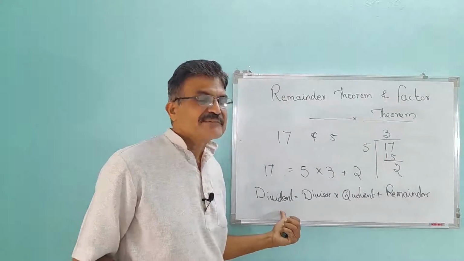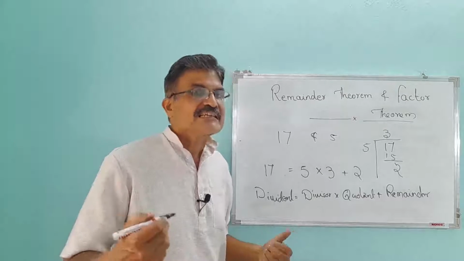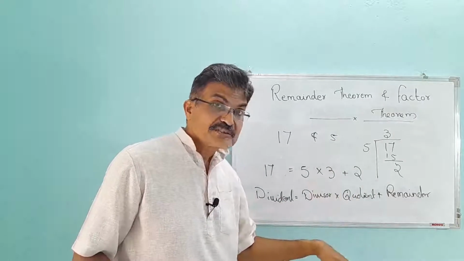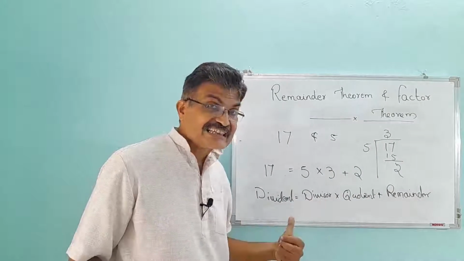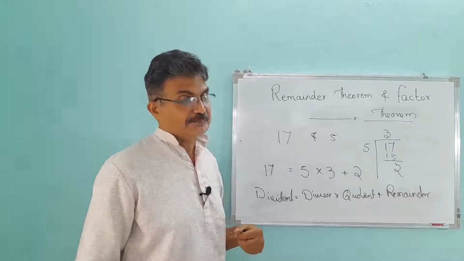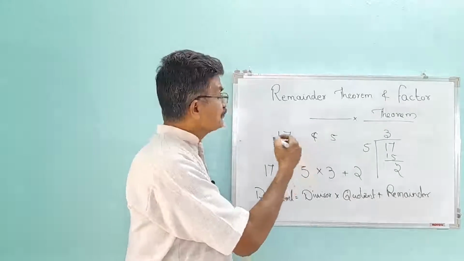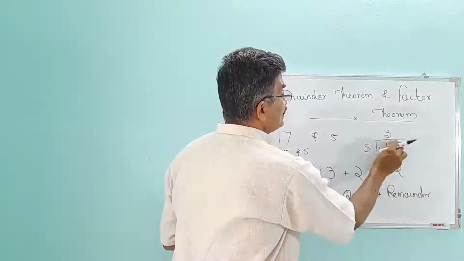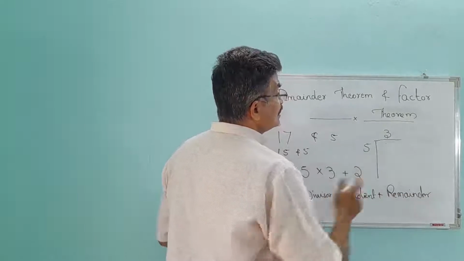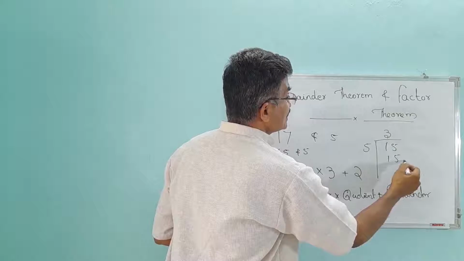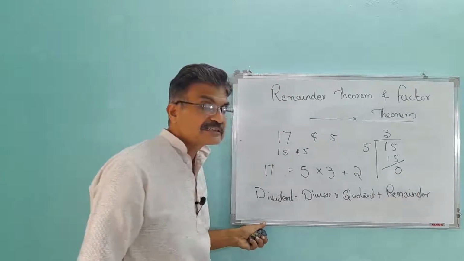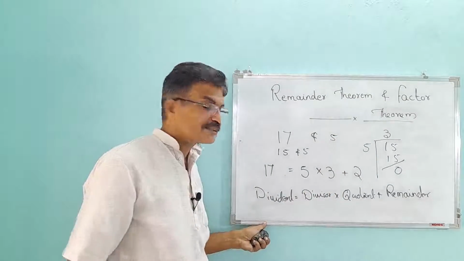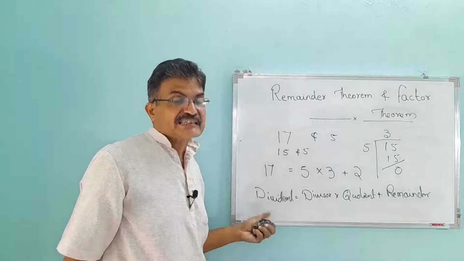Okay. This is the relation. Dividend is equal to divisor into quotient plus remainder. When this remainder becomes 0, this divisor is called the factor of the given number. For example, instead of 17, if you take 15 and 5, what will you get when we divide 15 by 5? 0. So when the remainder turns 0, 5 is called the factor of 15. That's the divisor is called the factor of the given number, that's the dividend.